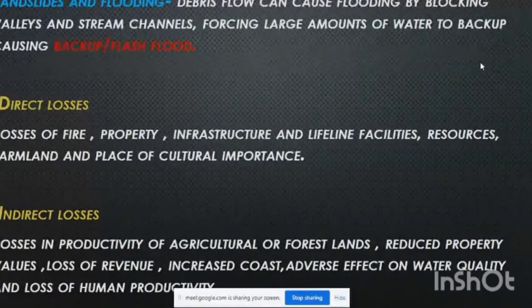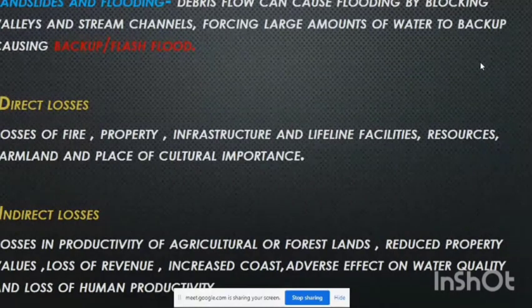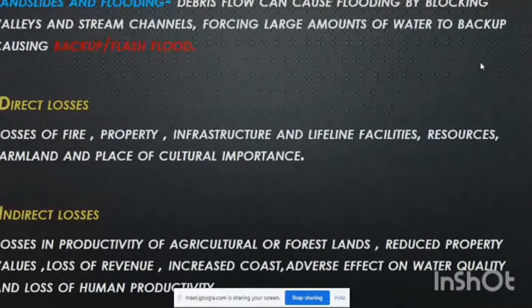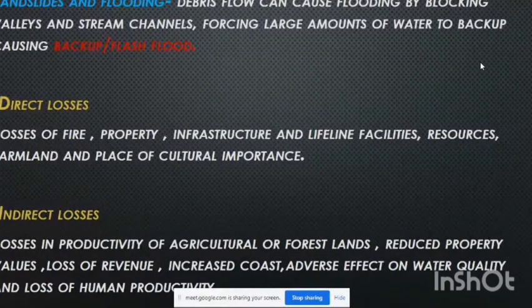Landslides and flooding. Debris flow can cause flooding by blocking valleys and stream channels, forcing large amount of water to back up, causing backup or flash flood.